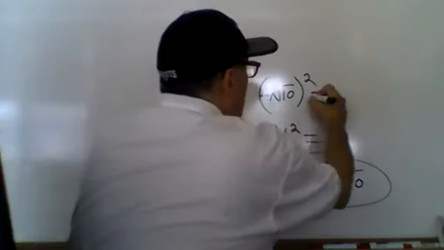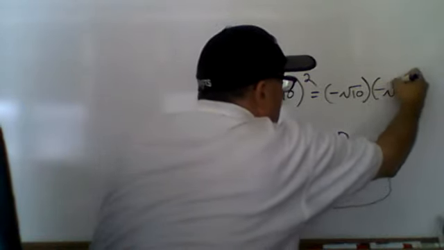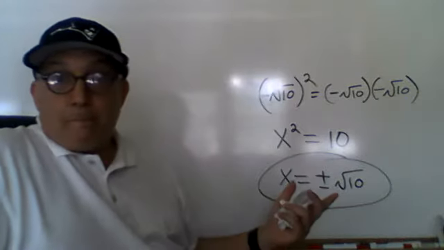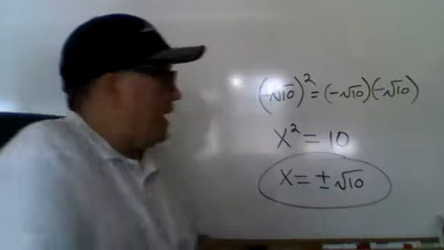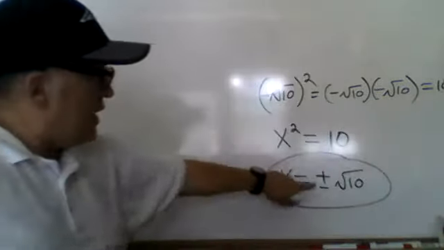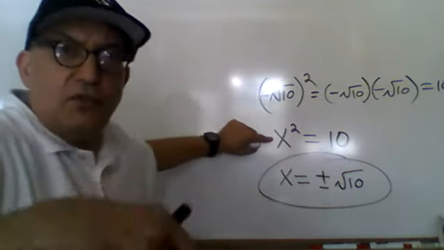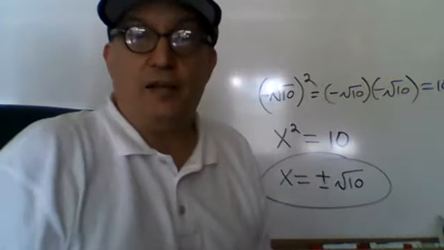So what does this mean? Well, it means the negative square root of 10 times the negative square root of 10. Negative times negative is positive, and the square root of 10 times square root of 10 is 10. So this is also 10. See, the negative square root of 10 is a solution to this, one of the two solutions, in the same way that negative 3 was a solution to x squared equals 9.